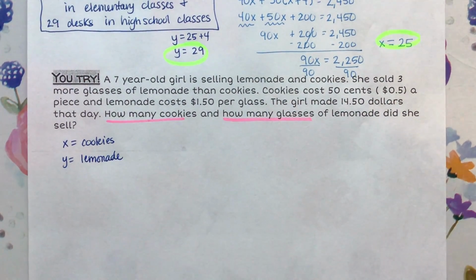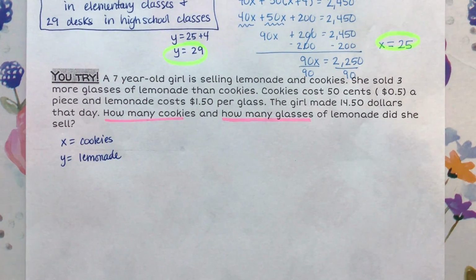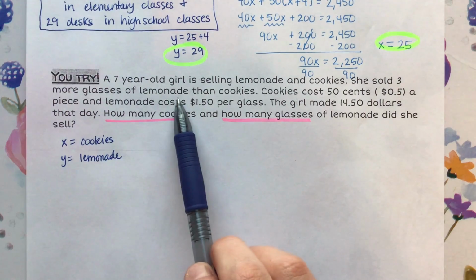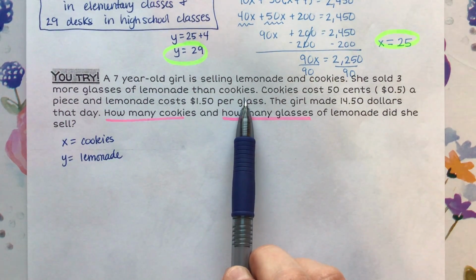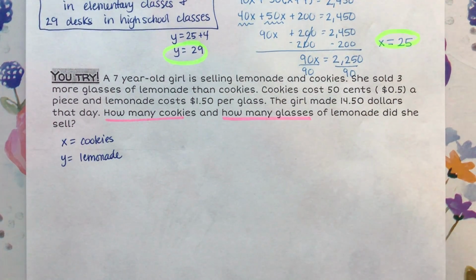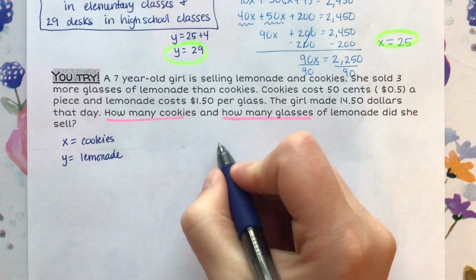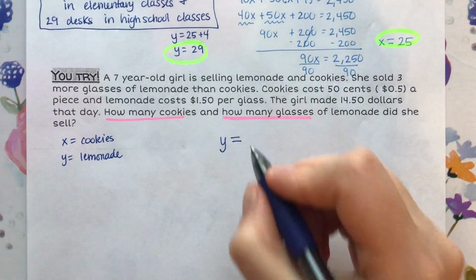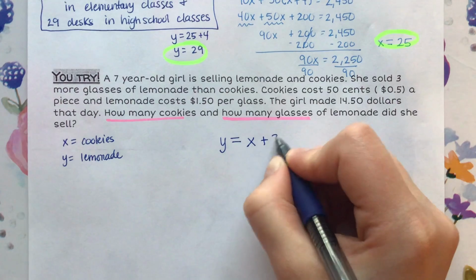And now we need to go back and reread so we can find our equations that it gives us. She sold 3 more glasses of lemonade than cookies. So the amount of lemonade she sold, which is y, is equal to the amount of cookies she sold, x, plus 3 more.